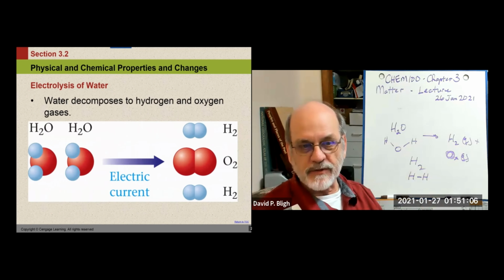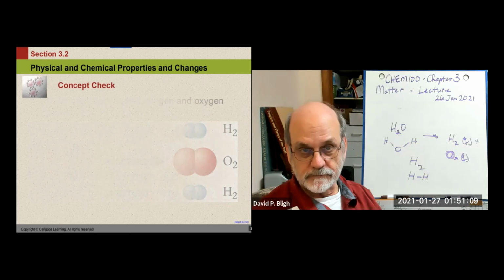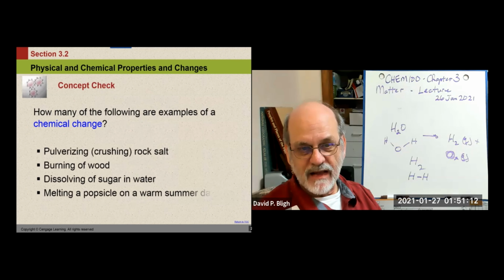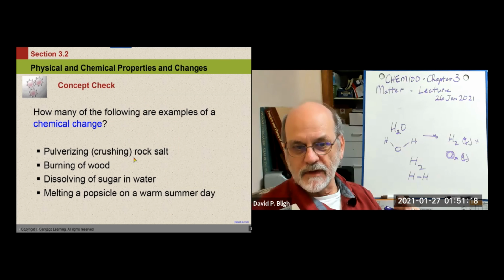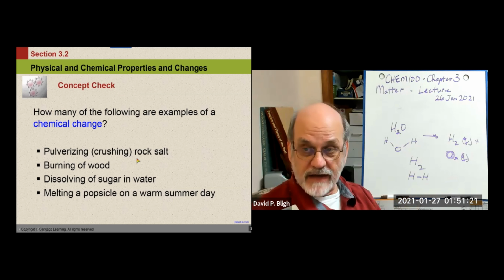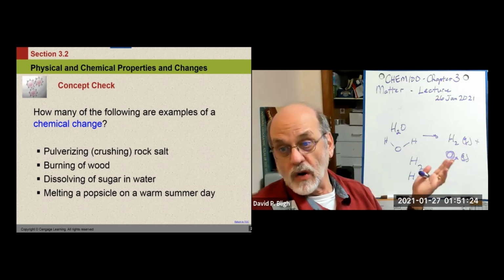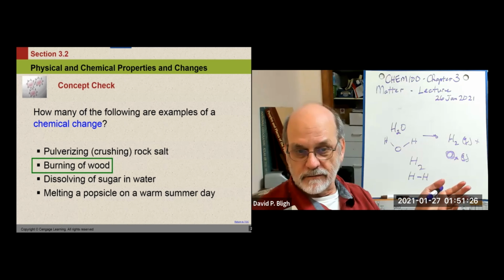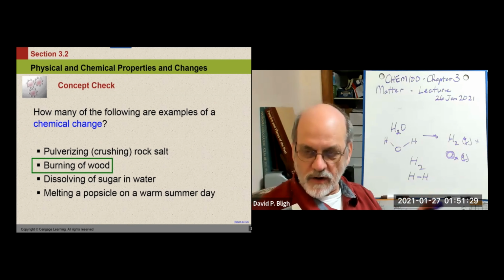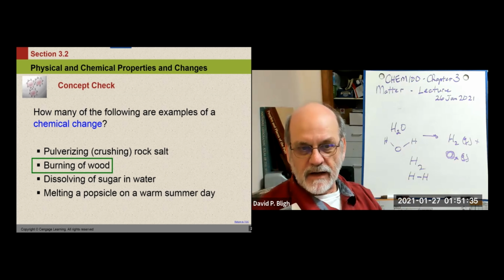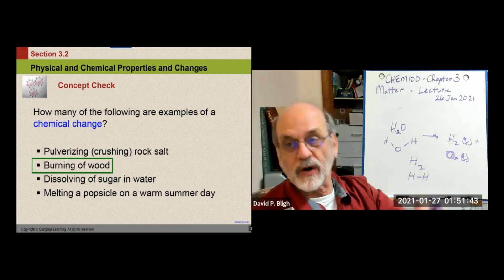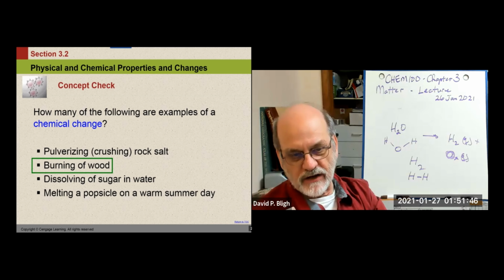And this is an artist's conception of what has happened. How about chemical versus physical change here? Pulverizing rock salt. Have we changed the identity of rock salt? No, we just made the particles smaller. That's a physical change. Burning wood, I mentioned that earlier, that's a chemical change. When wood burns, the change is chemical. The flammability of wood is a chemical property. It's static. Only when it actually burns are we describing a chemical change.